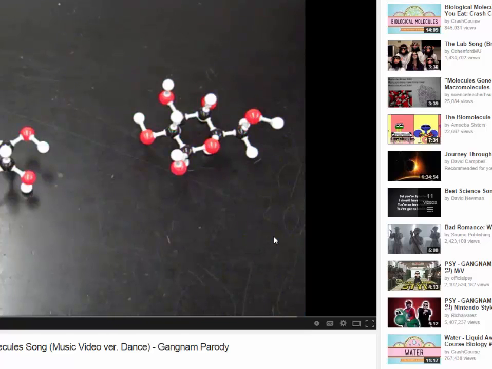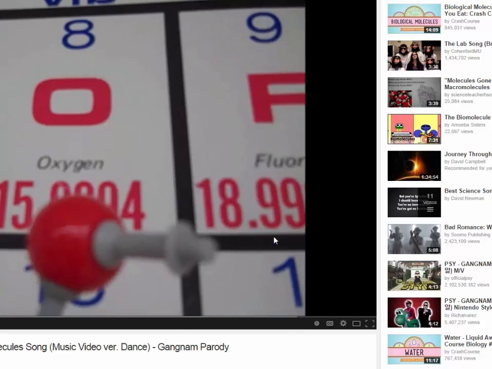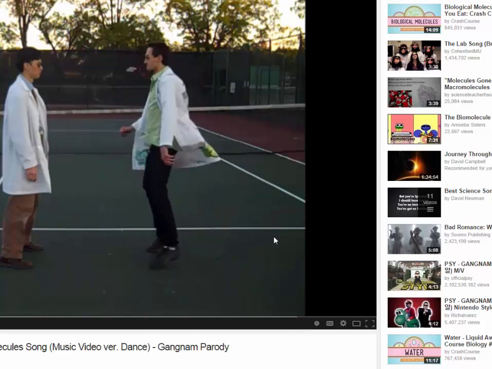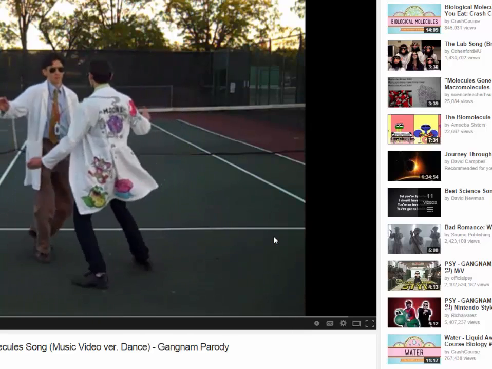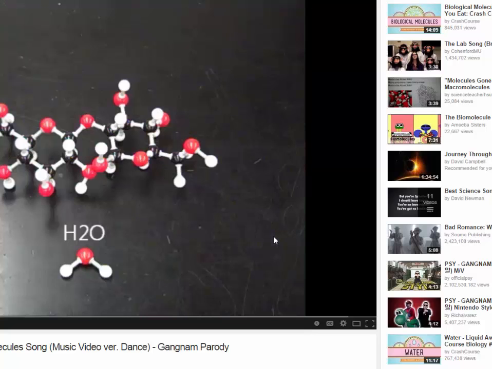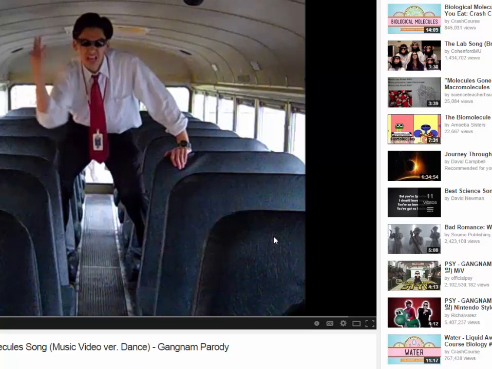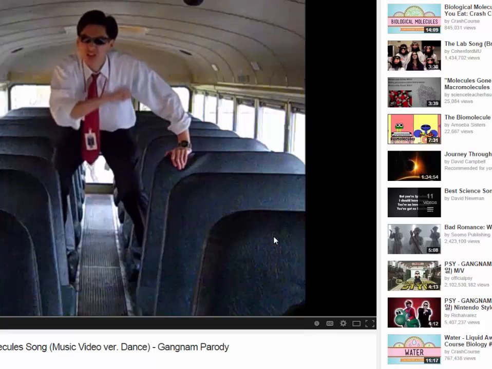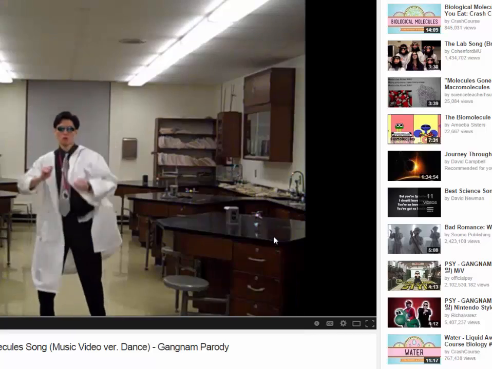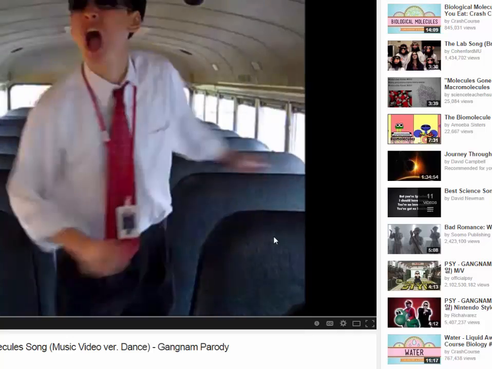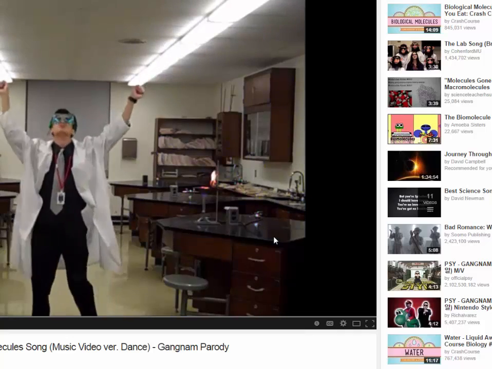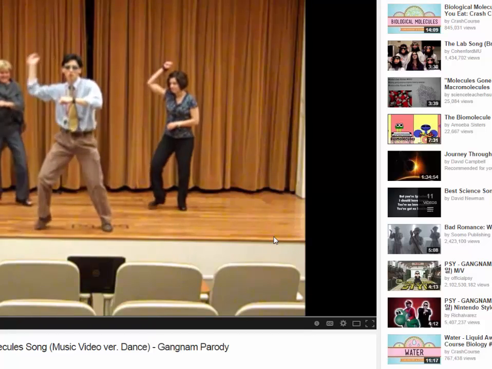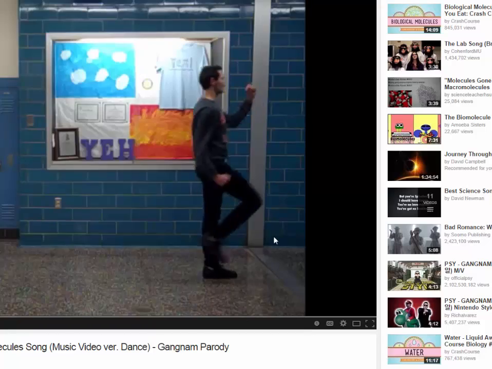Monomers built to polymers filled with CHO. Molecules macro. One with HO, other with HO. Bond and go. Release H2O. Dehydration synthesis is underway. Molecules gone wild. BioStyle.